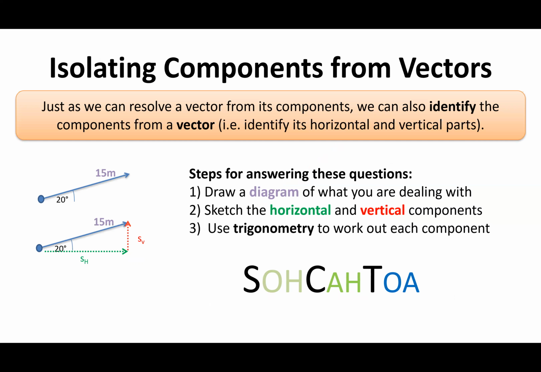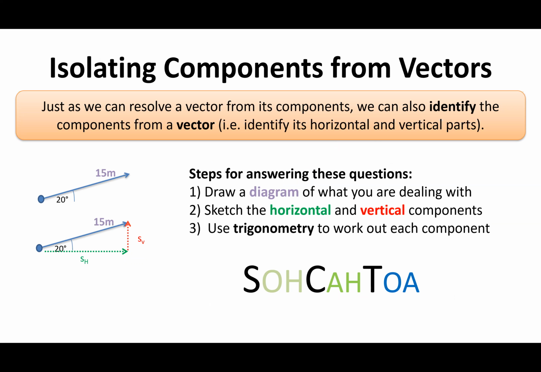So for trig, just as we can resolve a vector from its components, we can also do the opposite. The first thing we did was resolve a vector from its components, right? We had the 6 meters and the 9 meters, and we found that resultant vector. We can also do the opposite. We can start with the vector and find its components using trig.